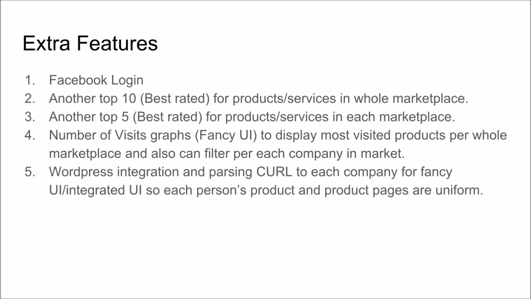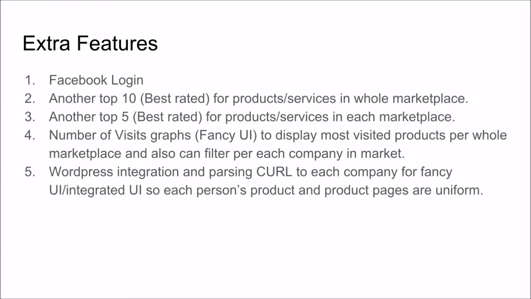So we added a fancy UI implementation as extra credit to display the most visited products per the whole marketplace, or you can also filter by each company in the marketplace. And finally, we did a WordPress integration in order to have an integrated/fancy UI for extra credit. And we did this by parsing the curl call for each member's product tables. And we parsed it instead of just printing it, and we went through each element and printed the elements.